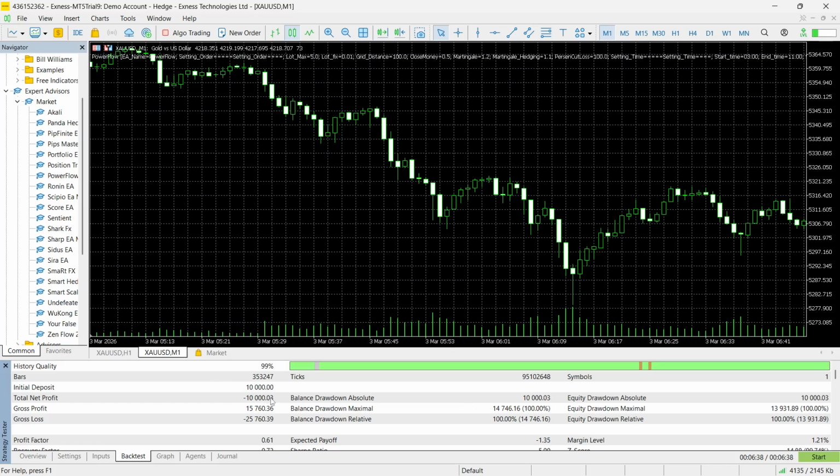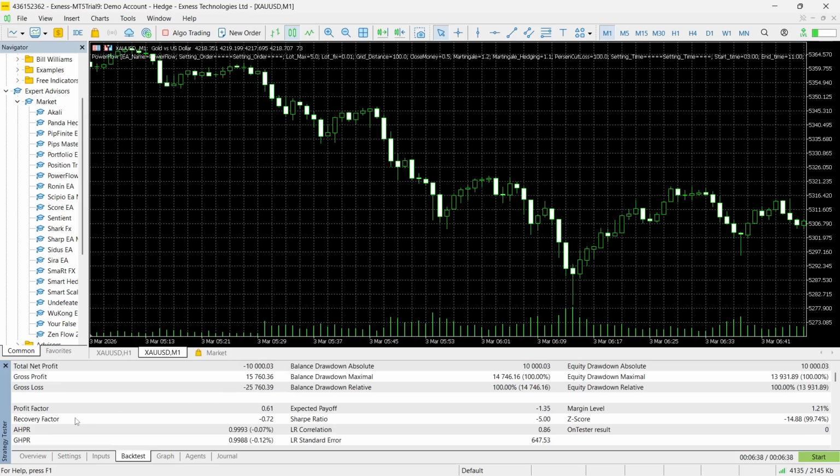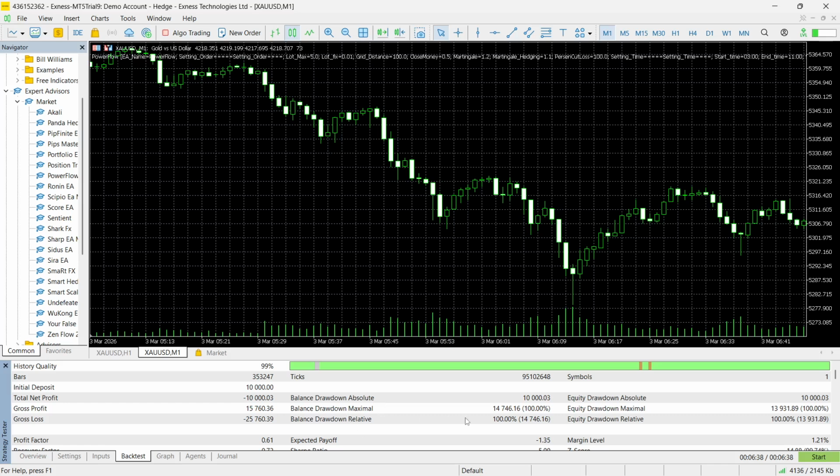As you can see, the account actually blew up. For the initial deposit, we had the total net profit, which was actually a loss, and it was the complete, the total amount deposited. It's the same $10,000 as the loss. So you can see how that's worked out. Pretty bad actually. The profit factor was 0.61. The balance drawdown was 100%. The whole of the account was wiped out.